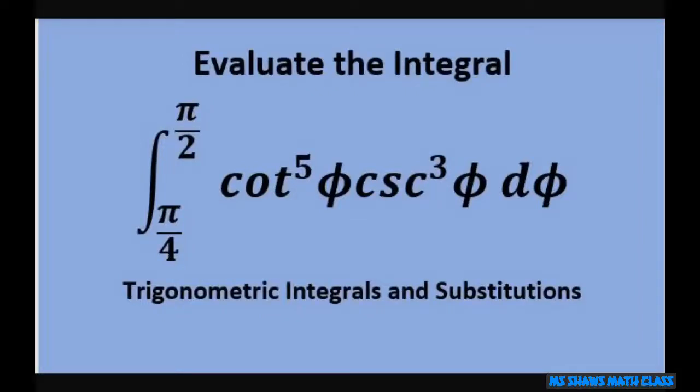Hi everyone, we're going to evaluate the integral over the interval pi divided by 4 to pi divided by 2, which is 45 degrees to 90 degrees, of cotangent to the 5th of phi and cosecant cubed of phi d phi. I'll just put phi. So basically, our integral is from pi divided by 4 to pi over 2, cotangent to the 5th phi, cosecant cubed phi d phi.